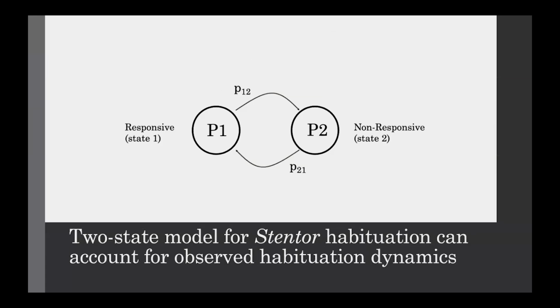So we can summarize all of the information I just said in this simple diagram. We can describe Stentor habituation as a two-state model. In P1, we can call this the responsive state, when the cell is mostly contracting in response to getting the taps. And P2, we can call it the non-responsive state, when the cell is mostly not contracting when it's getting the taps. Another way to term this is P1 as the naive state and P2 as the learned state. And here, these arrows represent the transition probabilities between P1 and P2.